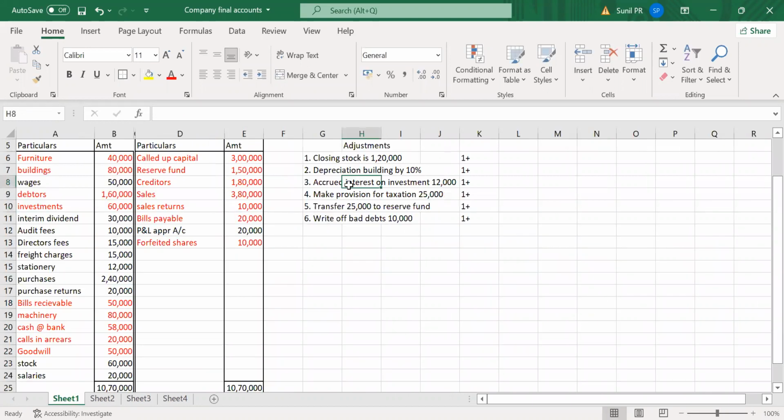Did you understand? Accrued interest on investment is 12,000. Once we took it in the balance sheet also, correct? Yes, balance sheet schedule, I told, will take it. Okay, so I took it in current assets, other current assets. I have taken interest on investment. And one more, I'm taking it in the P&L account from other revenues.